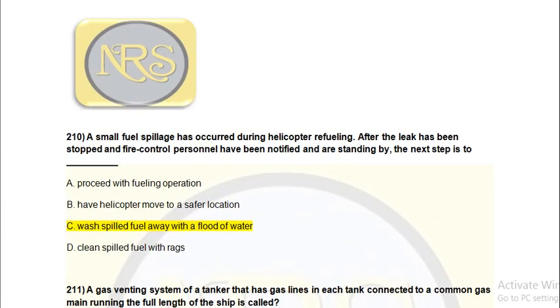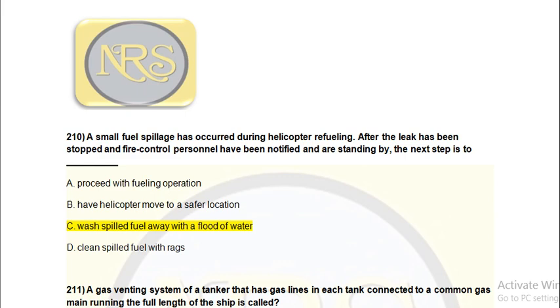Question number 210. A small fuel oil spillage has occurred during helicopter refueling. After the leak has been stopped and fire control personnel have been notified and are standing by, the next step is to dash. Option A, proceed with fueling operation. Option B, have helicopter move to a safer location. Option C, wash spilled fuel away with a flood of water. Option D, clean spilled fuel with rags.